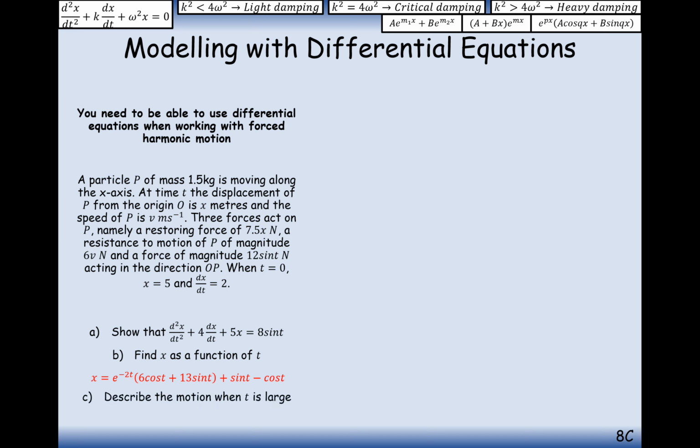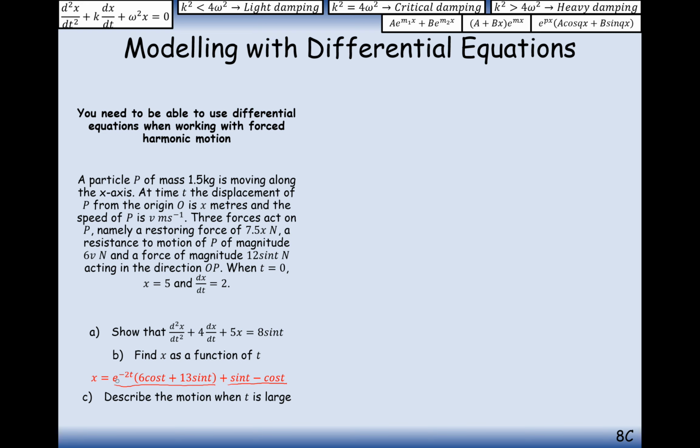Okay, and then there's part C: describe the motion when t is large. Well, when t is large, let's look at our equation and think about what might happen. We've got two parts to this solution here. We've got a part that's being multiplied by e to the minus 2t, and a part that isn't being multiplied by e to the minus 2t.